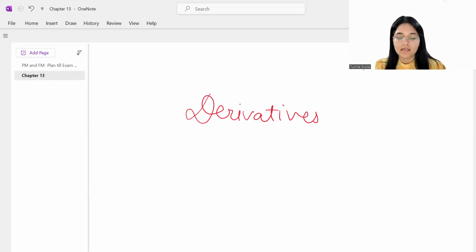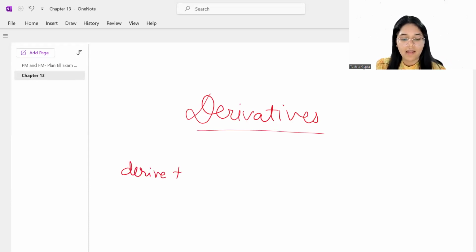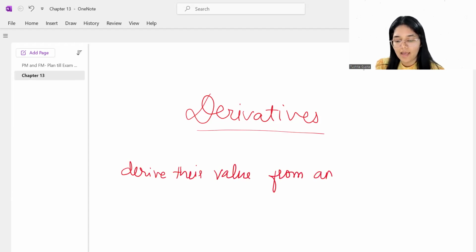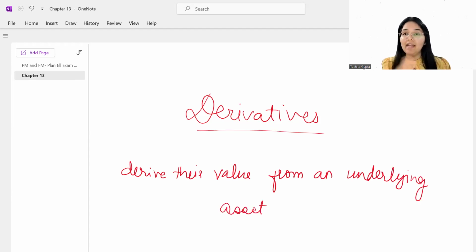Like the name suggests, derivatives derive their value from an underlying asset. These derivatives do not have any value of their own. Rather, they get their value from another asset. The underlying asset can be anything. It could be gold, silver, any other commodity, any stock, literally any asset. Whichever asset the derivative is deriving its value from is called its underlying asset.